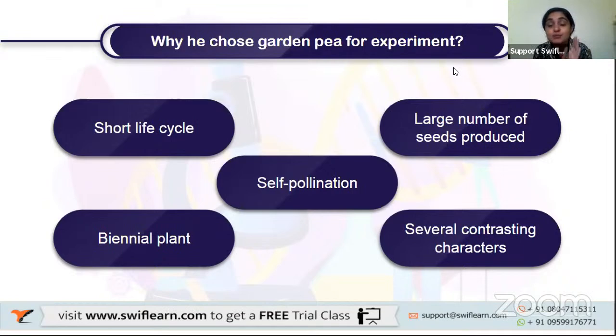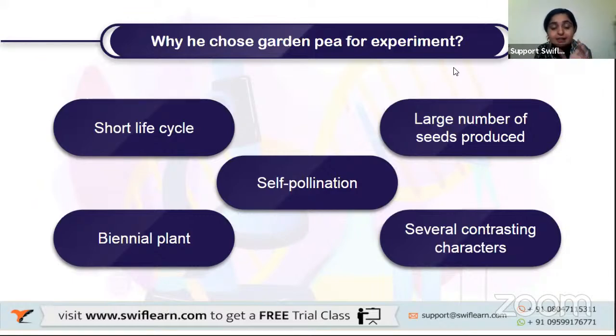There are a large number of seeds produced, isn't it? It's quite common in peas. On a single plant we can see so many pea pods. It is also self-pollinating. Now it is like a biennial plant. What do we mean by a biennial plant? Any plant that completes its life cycle in 2 growing seasons. During the first growing season, biennials produce roots, stems, and leaves. During the second, they produce flowers, fruits, and seeds, and then they die. So this is a short span, a short life cycle that they have.